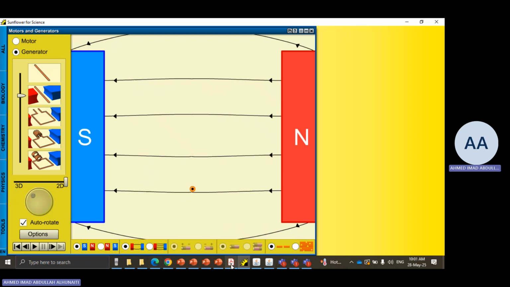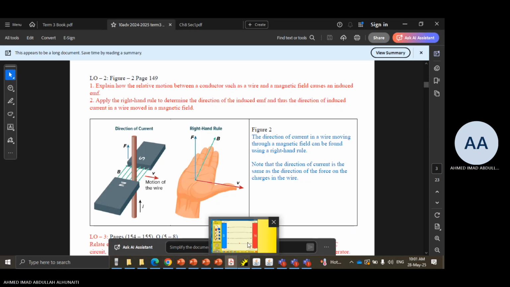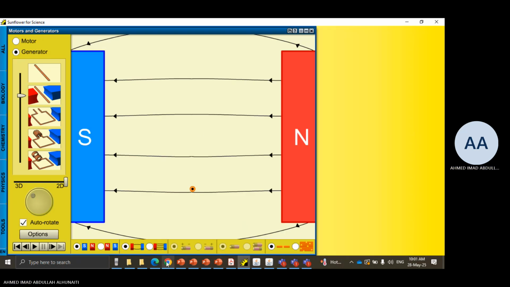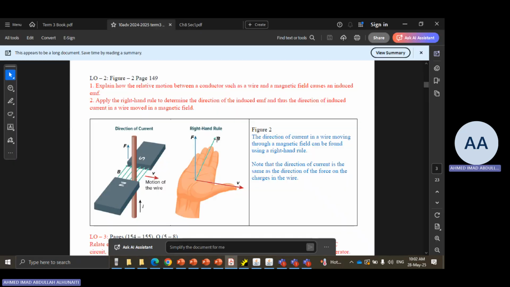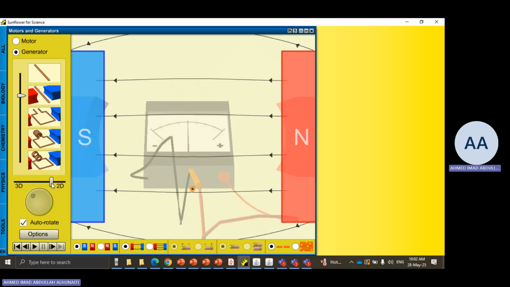Let's go back to the right-hand rule. My thumb should point in the direction of motion, in this case upwards. My right fingers, of course, should be pointing to the left with the magnetic field. So thumb up, fingers to the left. If you apply the right-hand rule correctly, your palm should be facing towards you. So the current would be moving out of the page.